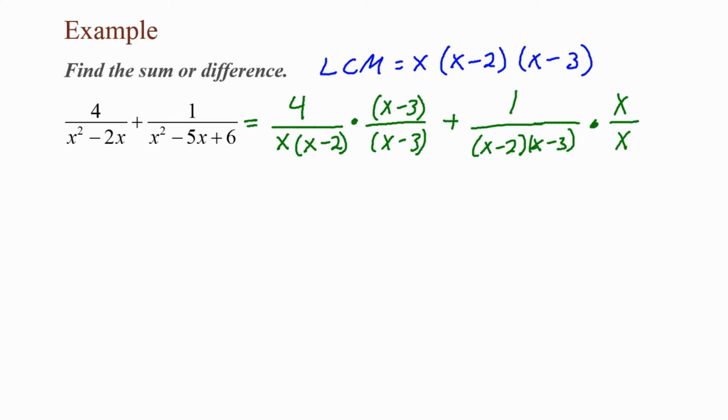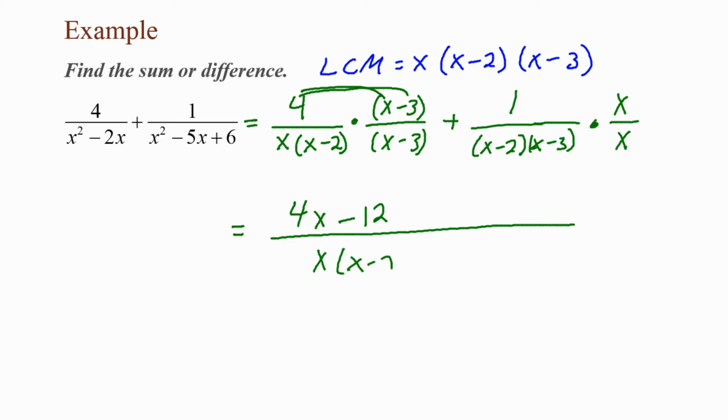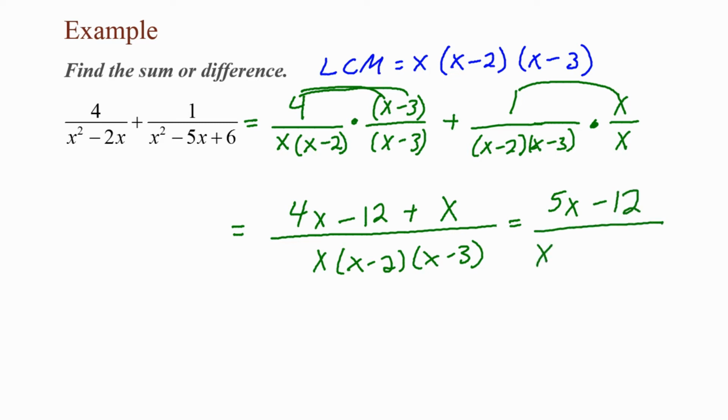For this problem, I'm going to distribute and combine over one denominator. So I have 4 times x, which is 4x, and 4 times negative 3, which is negative 12, over x times x minus 2 times x minus 3. Then I have plus 1 times x, which is just x, and that's over x times x minus 2 times x minus 3. Now I can combine my like terms. 4x plus x is 5x, and then bring over the minus 12, and then rewrite my denominator.